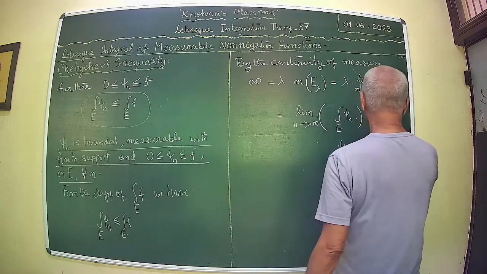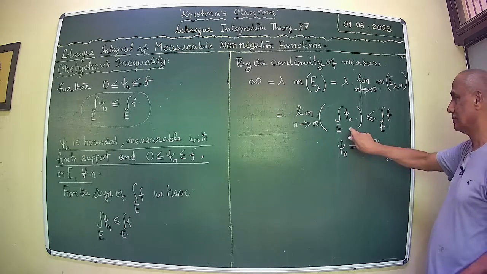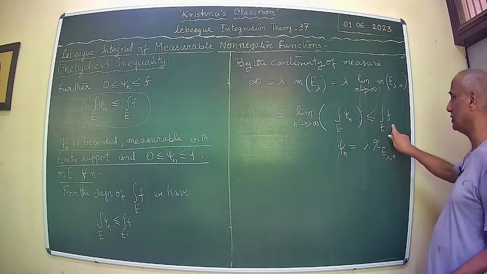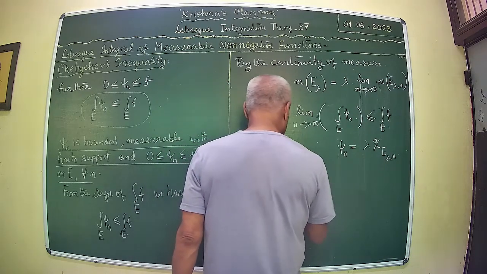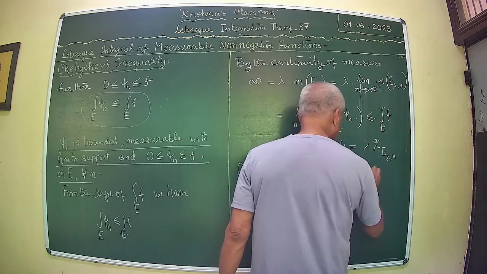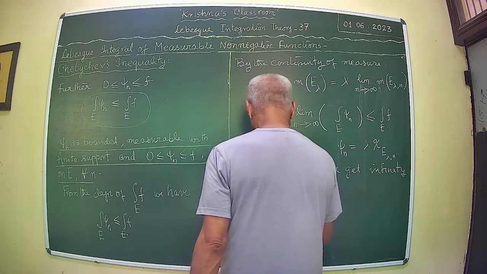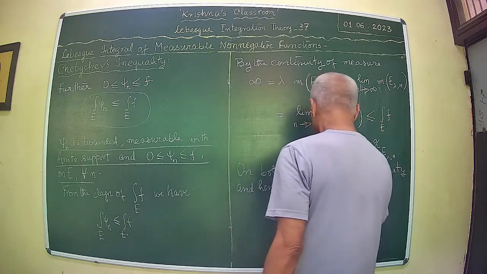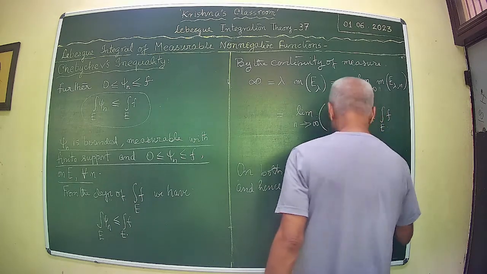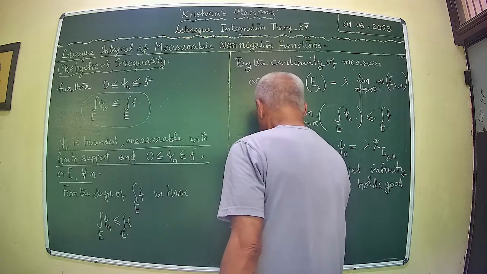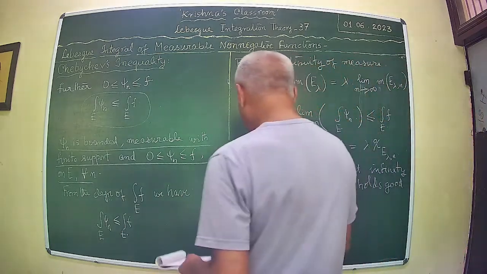And that naturally is over... and this is infinite because this goes to infinity. It's unbounded. Therefore, this is infinite. So you see that on both sides you get infinity, and hence the inequality holds good in this case. Now we take up the other case.